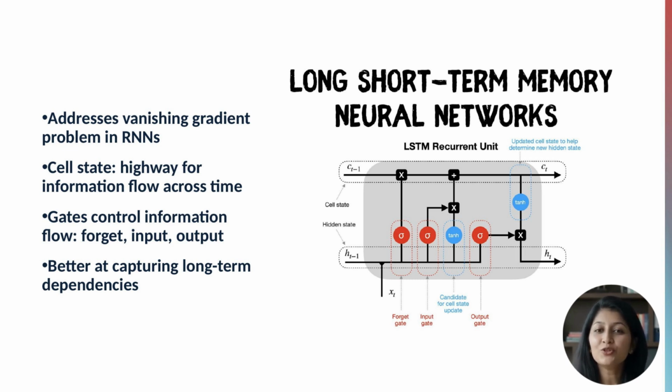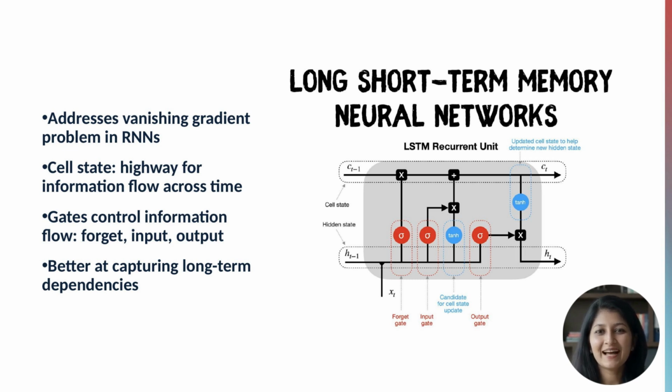LSTMs use gates to control information flow. Gates are neural network layers that output values between 0 and 1, determining how much information passes through. The forget gate decides what information to discard from the cell state. Maybe we're reading about a new subject and should forget information about the previous subject.